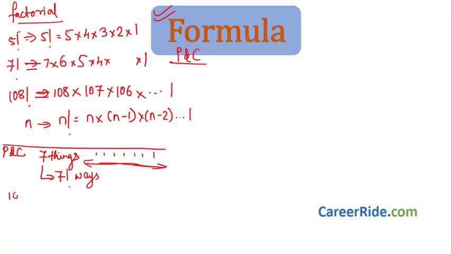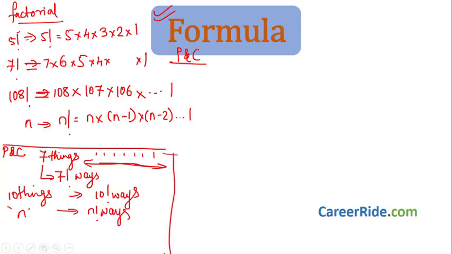So if you have 10 things and you want to arrange these 10 things in a single line, you can arrange them in 10 factorial ways. So for 7 things we have 7 factorial, for 10 things we have 10 factorial ways. So for n things you will have n factorial ways.